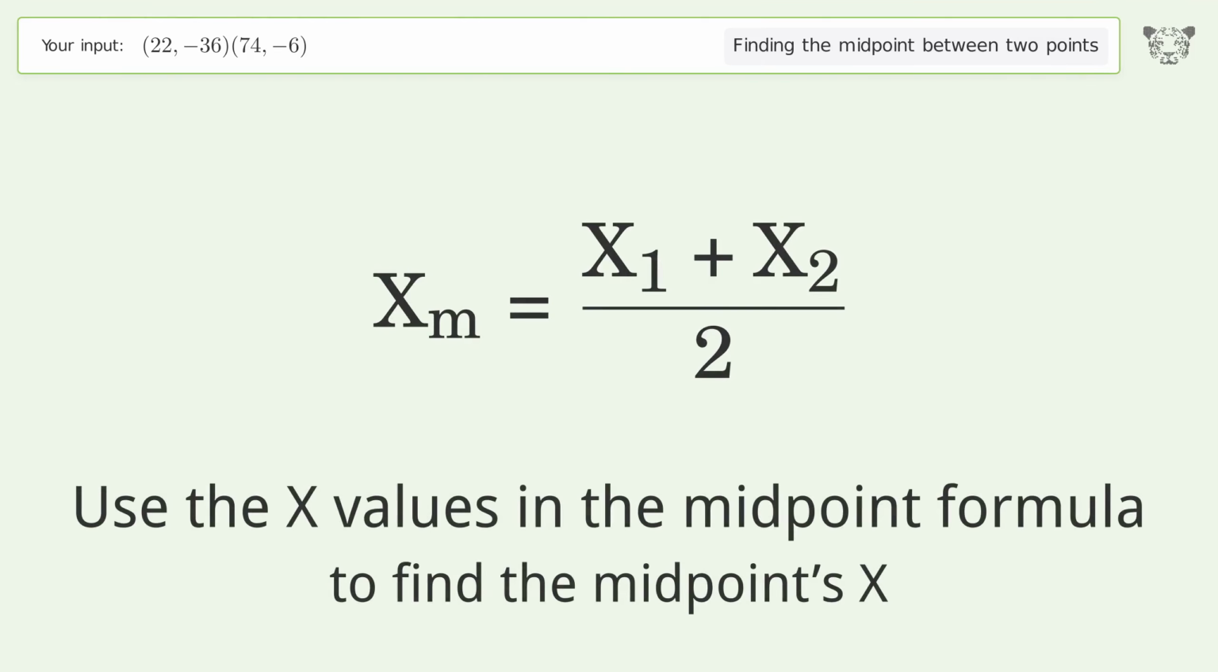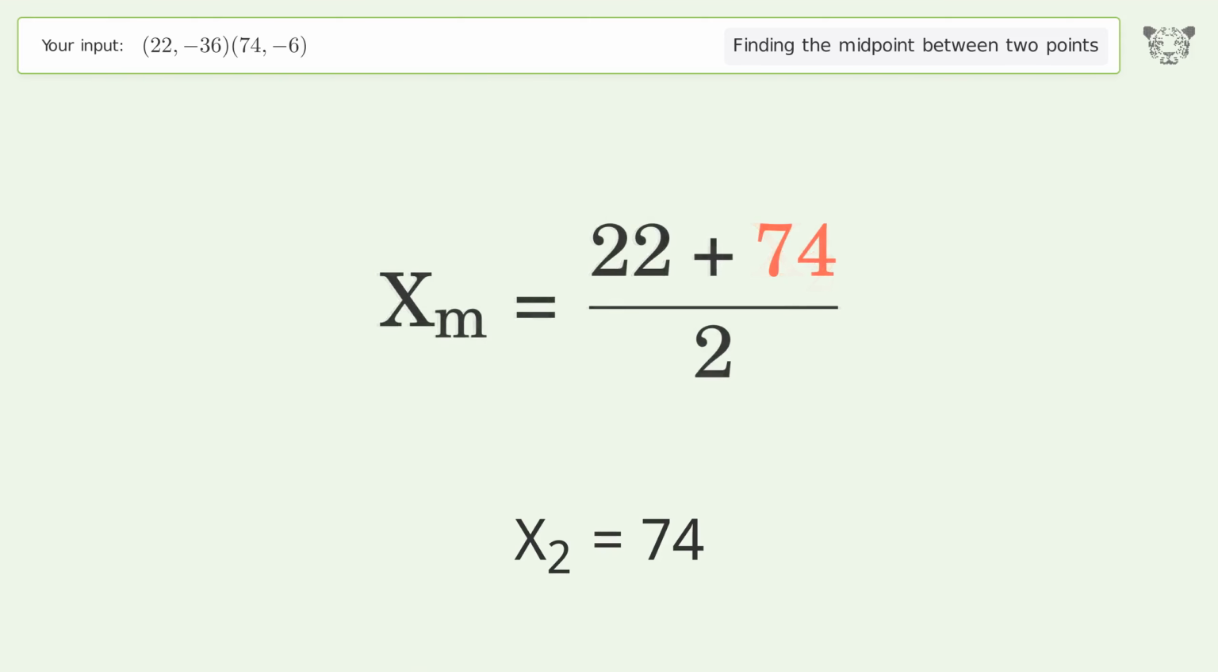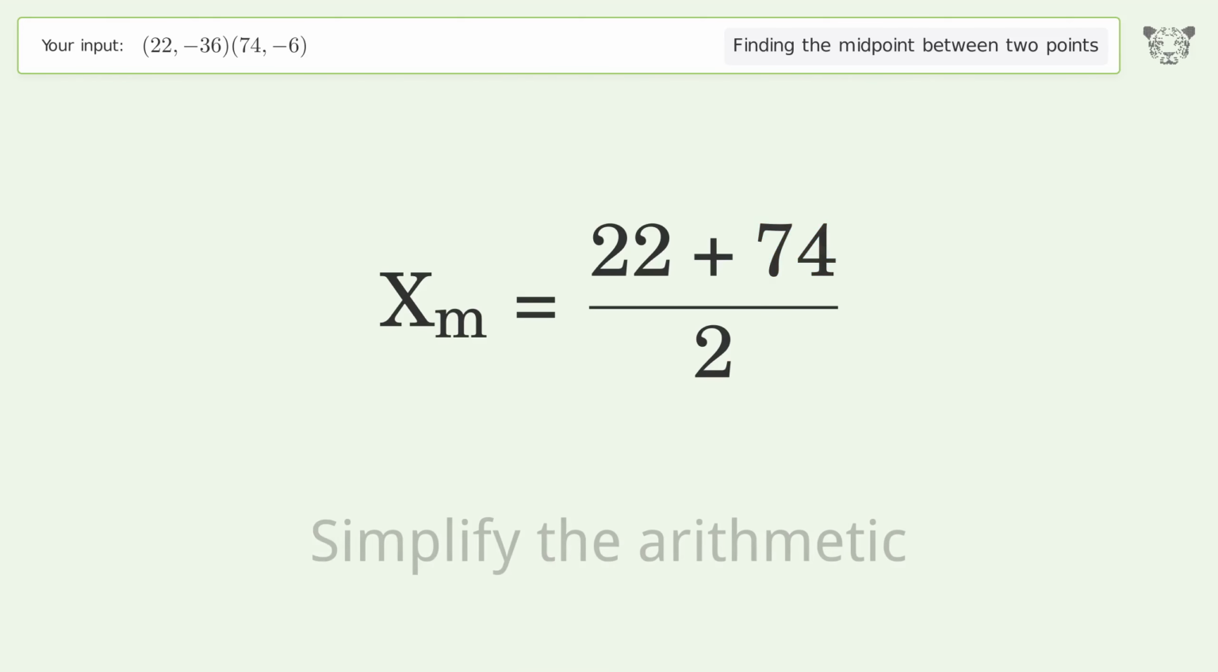Use the x values in the midpoint formula to find the midpoint's x. x1 equals 22. x2 equals 74. Simplify the arithmetic.